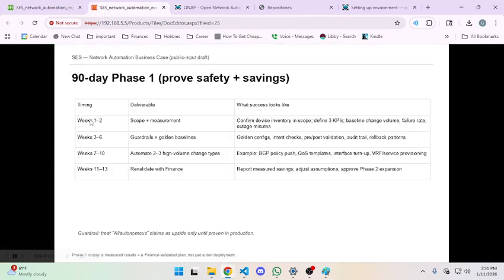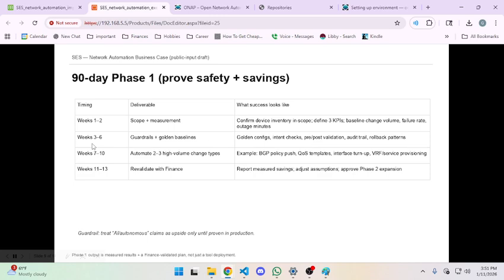Cool. So slide number 9 is the 90-day phase 1. So we're going to prove safety and savings. For the first 2 weeks, we're going to deliver the scope and the measurement. So what success looks like, and we're going to confirm device inventory in scope, define 3 KPIs, key performance indicators. We're going to baseline change volume, failure rate, outage minutes.